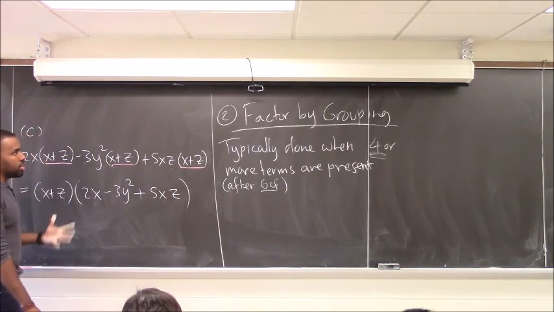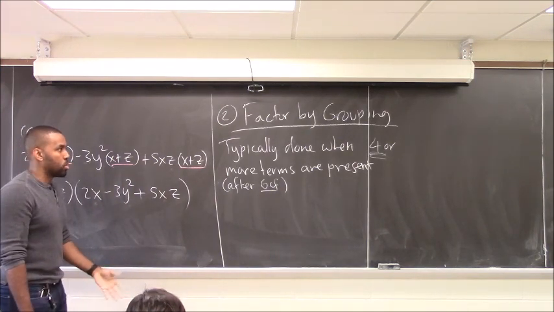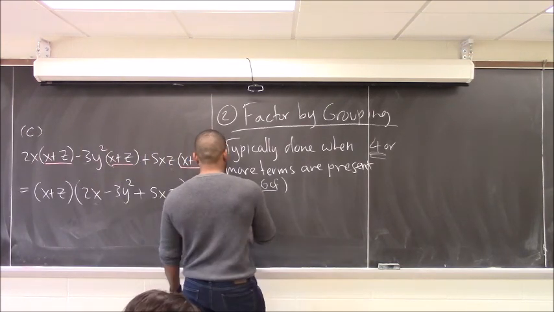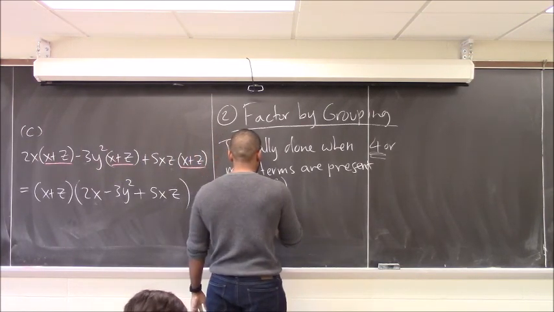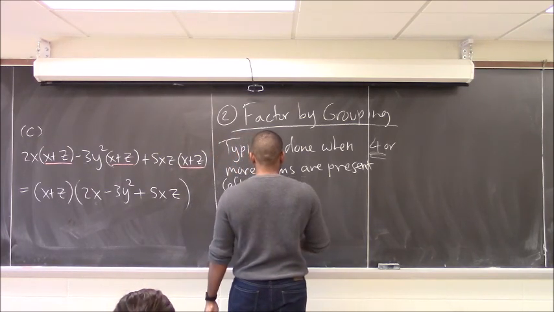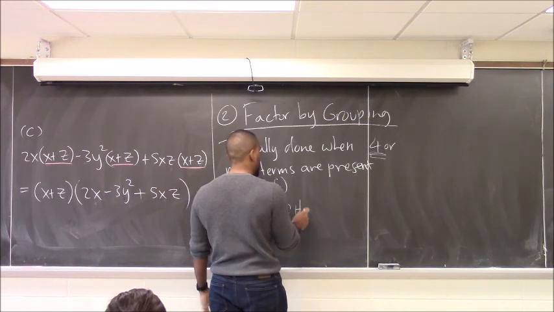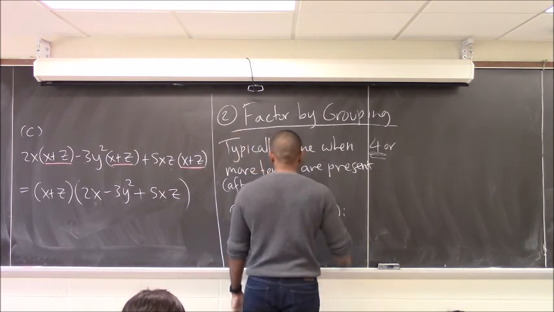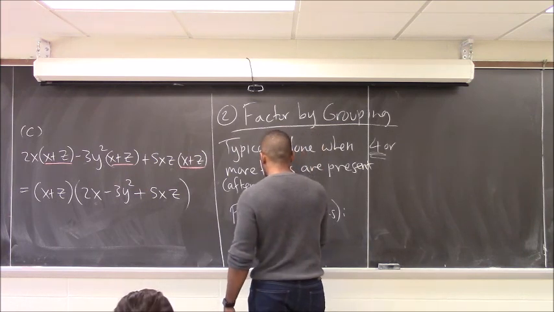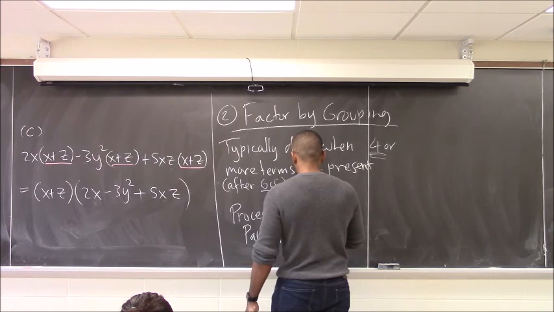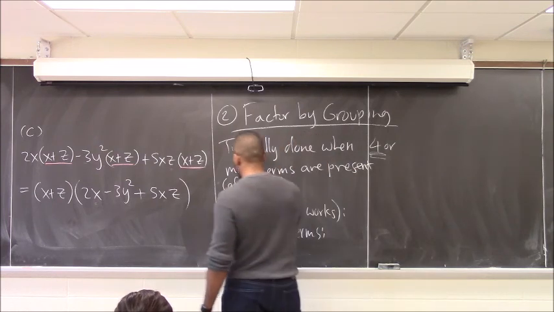99.9% of the time where a factor by grouping is going to work out, there are going to be 4 or more guys to make it work out. Here's the process. And this is the process if it works. It's not guaranteed to work, but it is something you should think about. First, pair of terms.